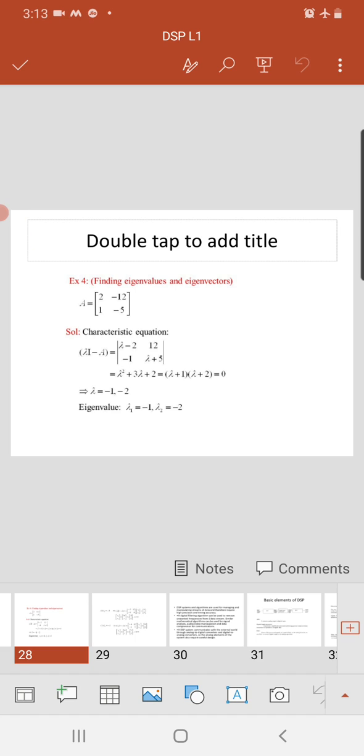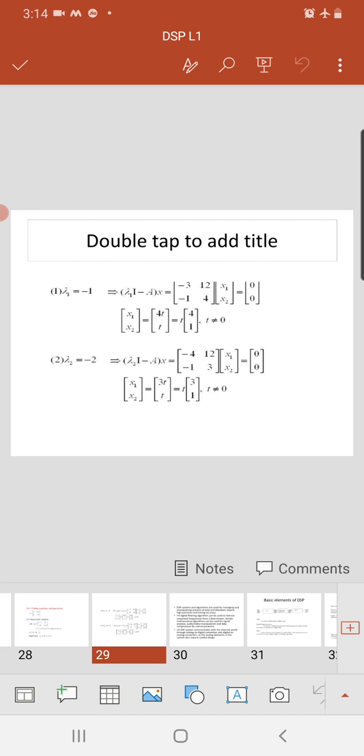So the eigenvalues are lambda 1 and lambda 2, having values lambda 1 equal to minus 1 and lambda 2 equal to minus 2. The next step is putting these lambda values in the matrix, that is lambda 1 I minus A times x, and we solve this matrix to get the final value. Similarly, we put lambda 2 equal to minus 2 and solve the matrix. In this way we get eigenvalues and eigenvectors.